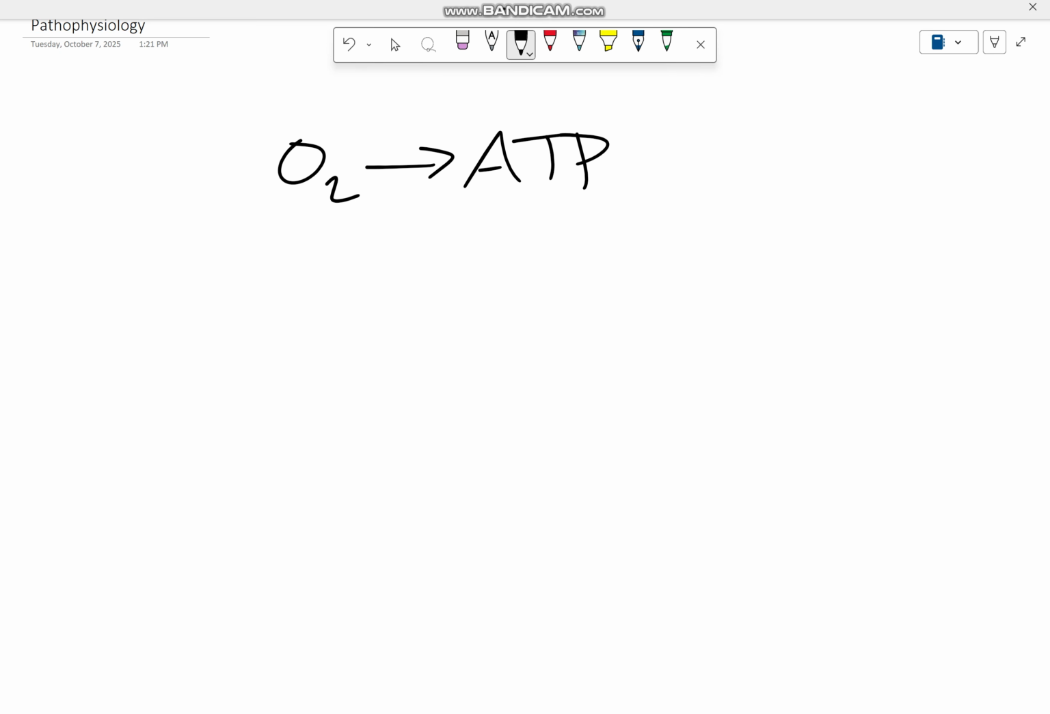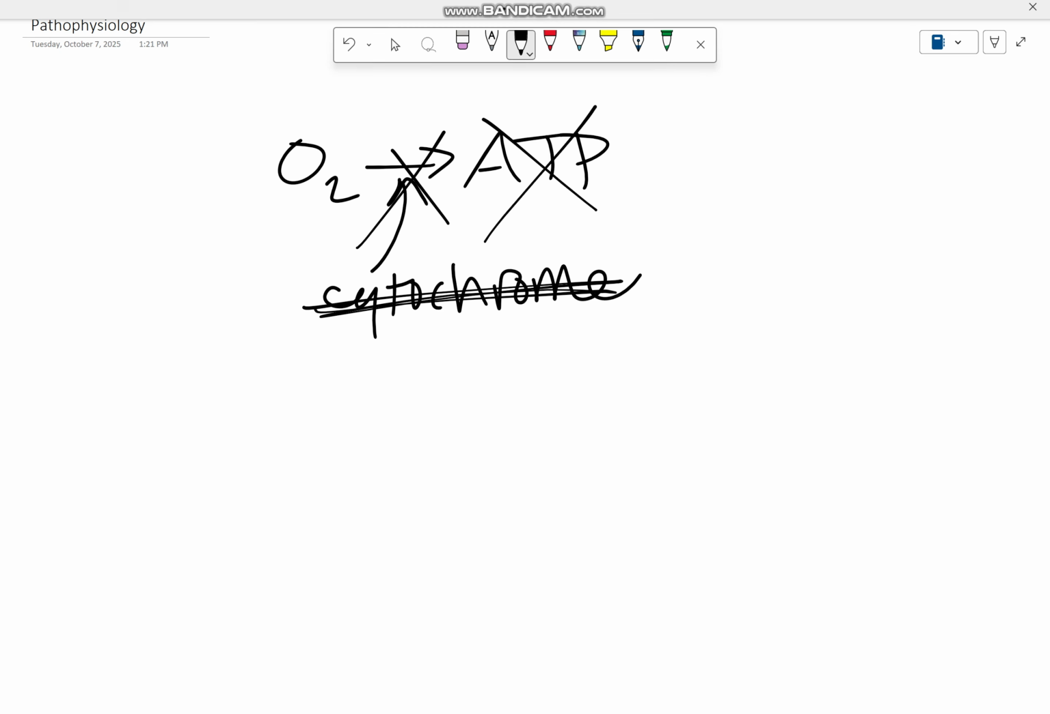So normally our body uses oxygen and converts it to ATP, and it does that with this cytochrome. So if we don't have enough cytochromes, this process isn't going to happen. We're not going to get ATP. So even though we have oxygen in our blood, it's not giving us energy like it needs to.